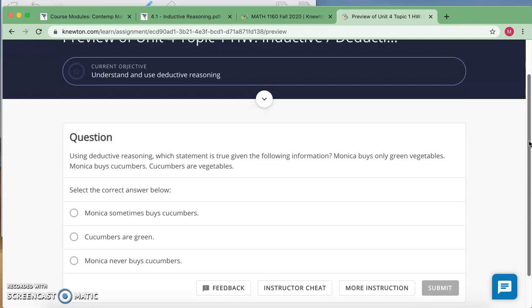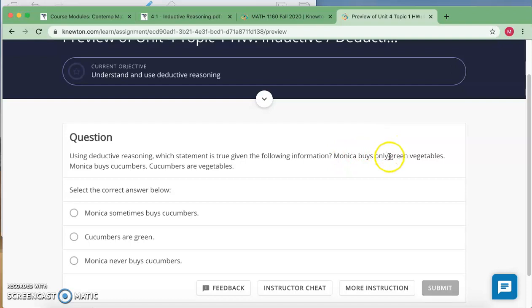Monica buys only green vegetables. Monica buys cucumbers. Cucumbers are vegetables. So we know she only buys green vegetables. That's important. So we have: Monica sometimes buys cucumbers. Cucumbers are green. Or Monica never buys cucumbers. Well, we know that's not true because it says right here, Monica buys cucumbers. Cucumbers are green. We know that's true, but can we tell that just from this?